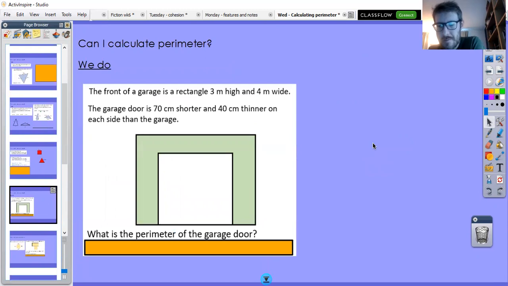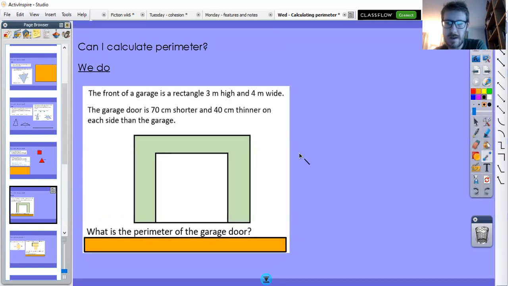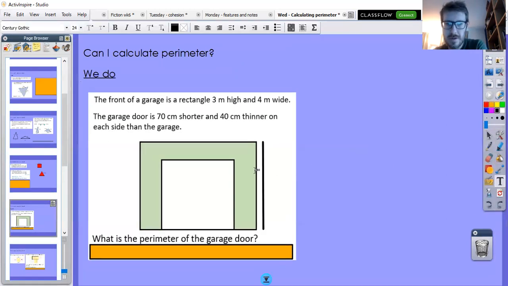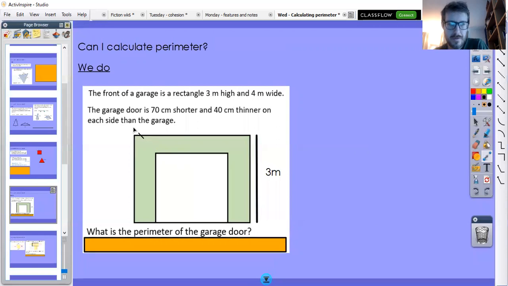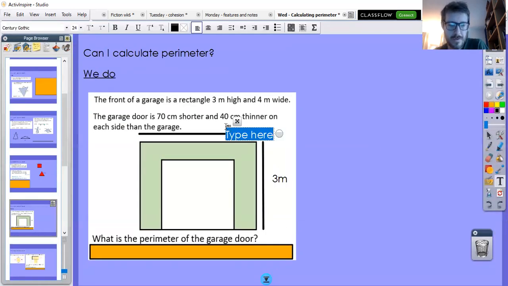Okay, something slightly more challenging now. So the front of a garage is a rectangle, 3 meters high and 4 meters wide. So this line here, from here to here, is 3 meters. And then from here to here, we've got a length of 4 meters.